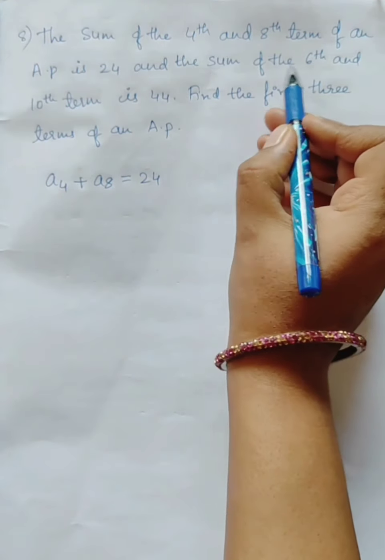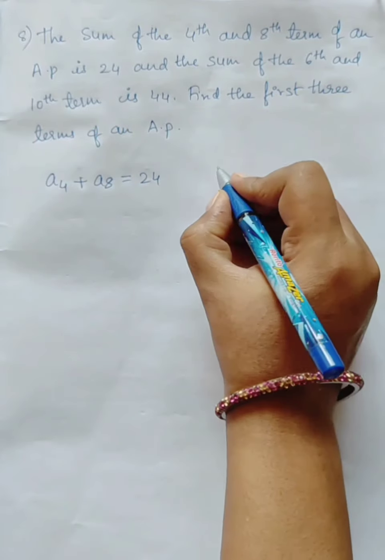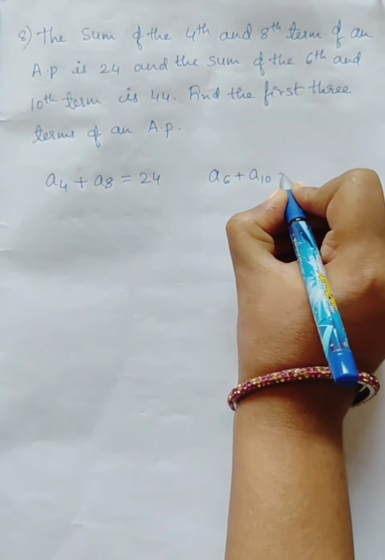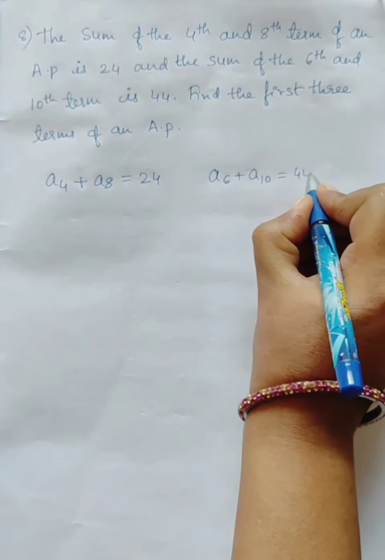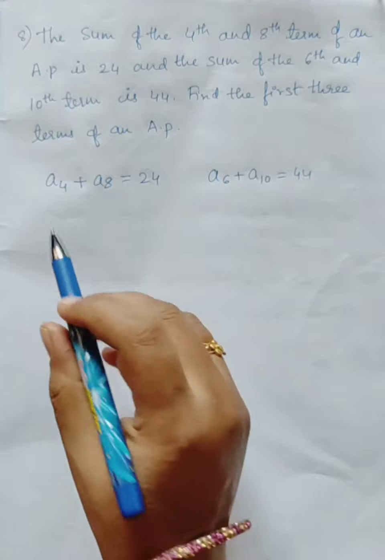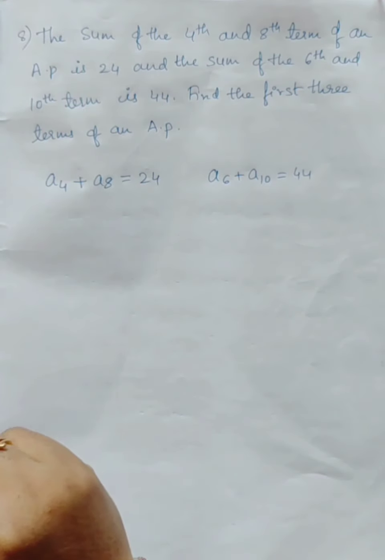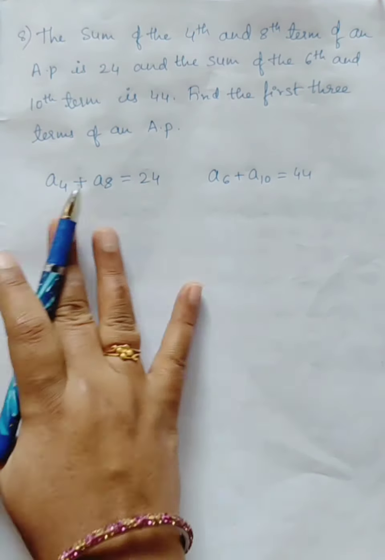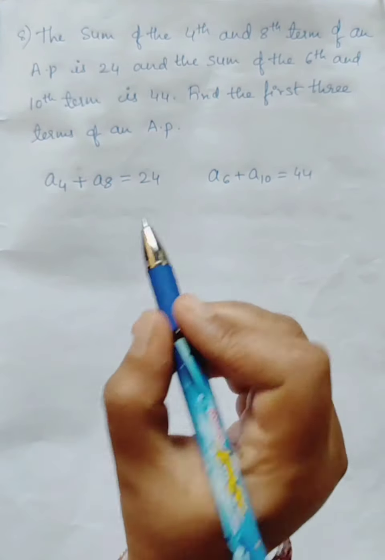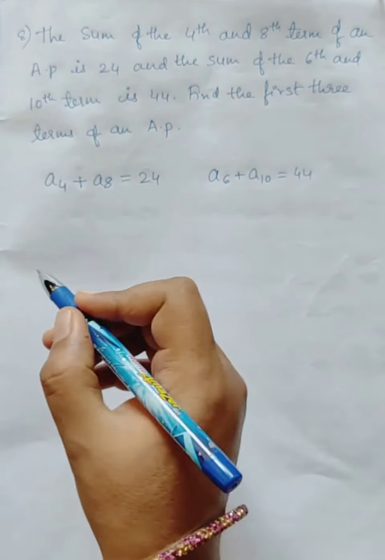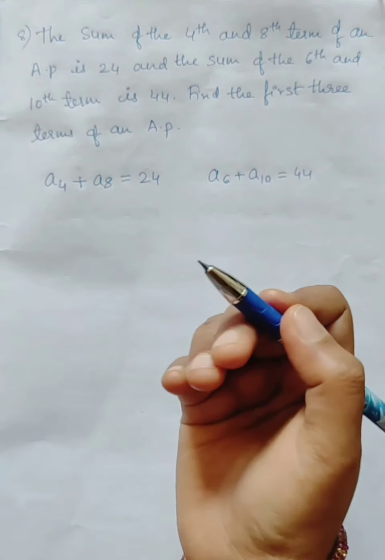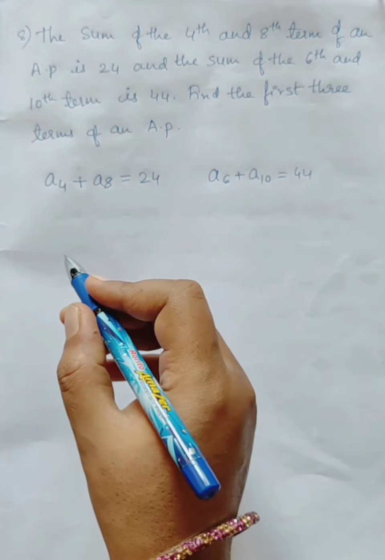Next is the sum of the 6th and 10th term. How are we going to write it? A6 plus A10, which is equal to what? 44. Okay, these are the 2 equations. Now it is in the form of AN, so apply the AN formula and write the values. One value I am going to find, the next value I am going to write directly, because you are already familiar with solving AN.